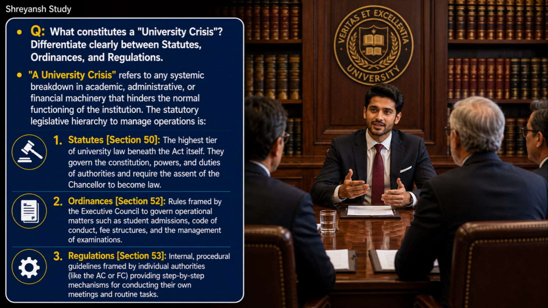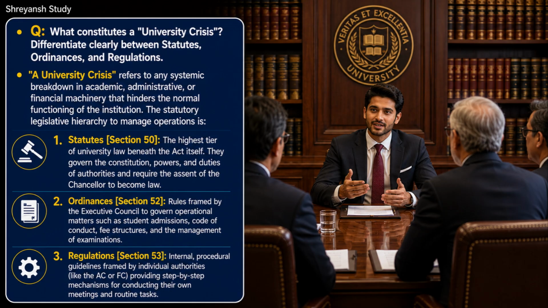What constitutes a university crisis? Differentiate clearly between statutes, ordinances, and regulations. Sir, a university crisis refers to any systemic breakdown in academic, administrative, or financial machinery that hinders the normal functioning of the institution. The statutory legislative hierarchy to manage operations is: 1.